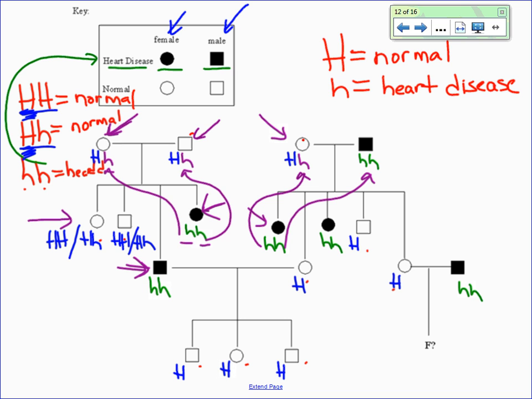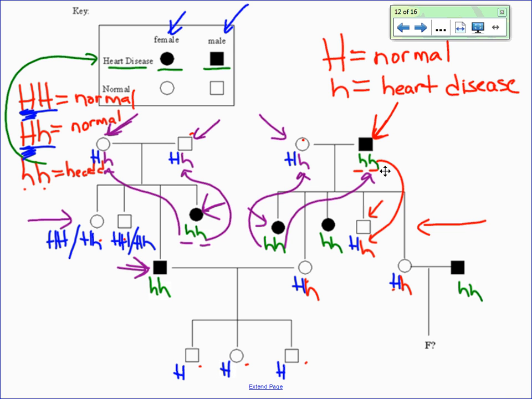All right, now if we keep this going, we can see, let's look at this person right here. We know they have to have at least one big H because they are normal. However, one of their parents, in fact their dad, this one right here, only has little h's to give, which means that one of these little h's has to be right here. And that guy has to be big H, little h. And that's also true for his sister right there, and his sister right there. Because the dad, this one right here, can only give a little h. So that means that all of these kids in this whole generation right here have to have at least one little h.